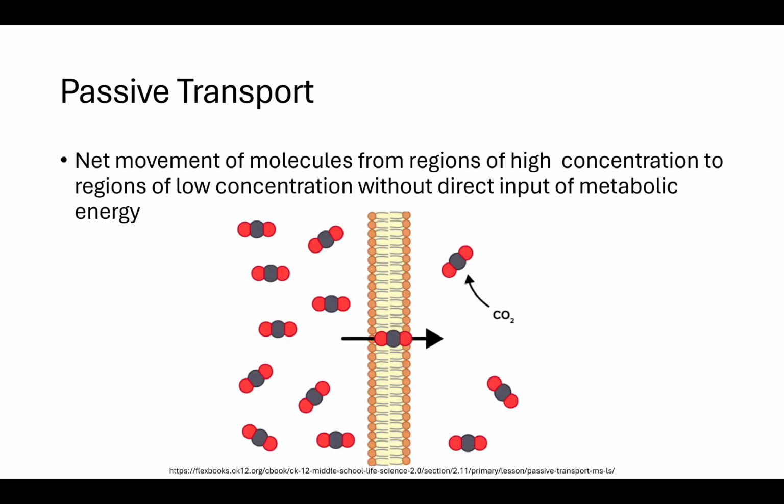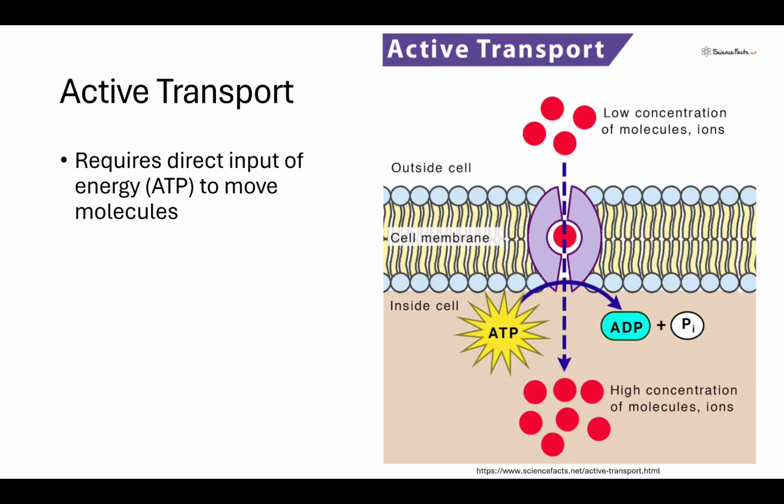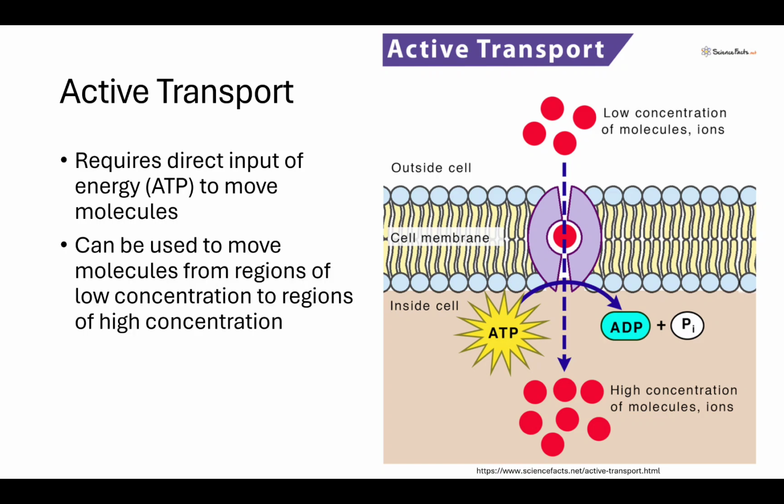So passive transport is hopefully familiar from your freshman year, and that's usually moving molecules from a high concentration to a low concentration without energy. So that is no ATP. Active transport, on the other hand, does use ATP, and that's because usually it's moving things from where there's a low concentration to where there's a high concentration. So that takes energy from the cell.